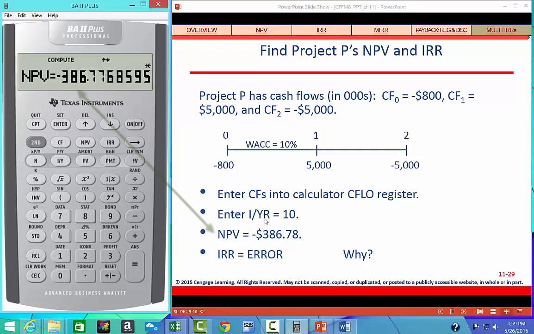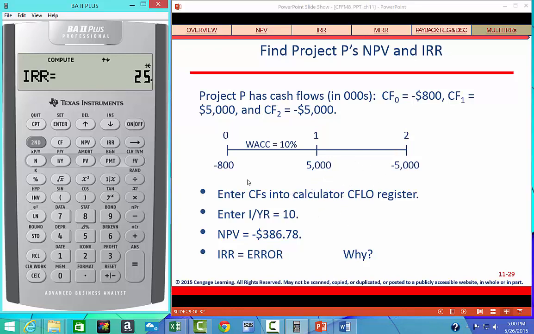Negative net present value, negative $386.78. So I would reject this project. IRR, I go to IRR and hit compute, and it gives me a number. It doesn't give me an error message like they say here. So this example was a little bit different than the one I did before. It's telling me one of the two internal rates of return that this has.